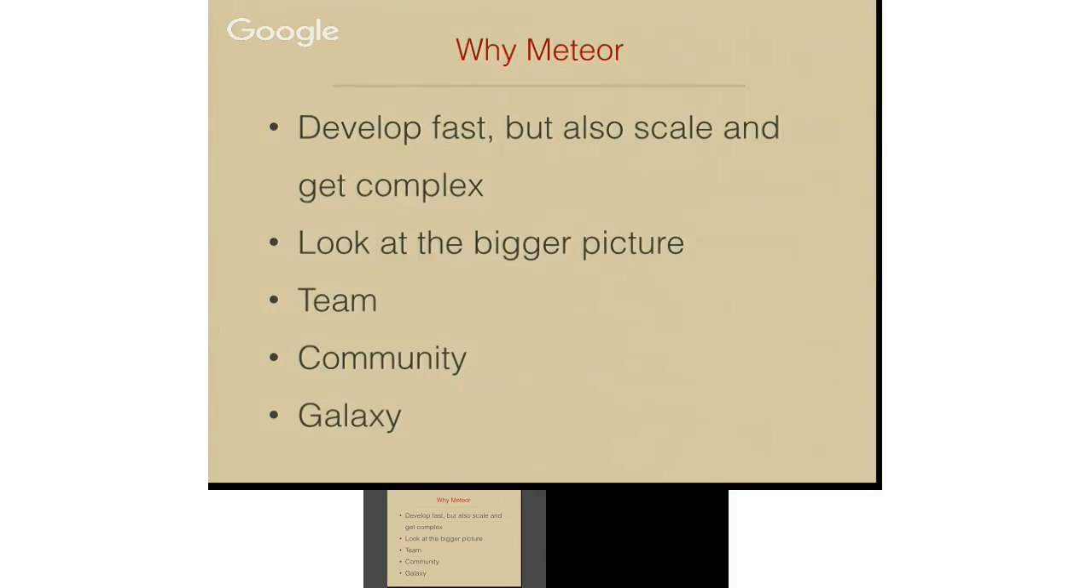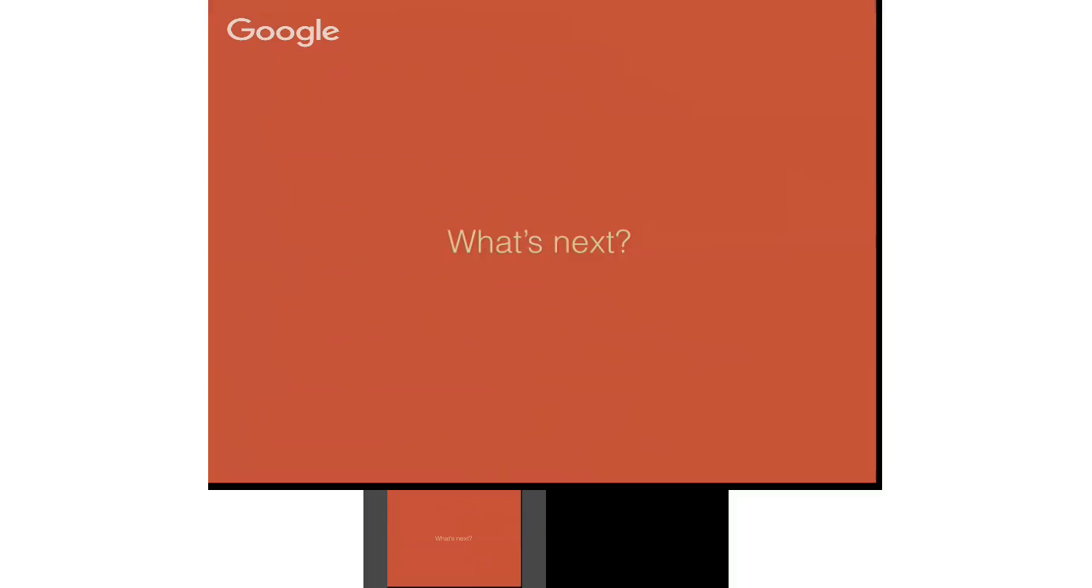And another reason is Galaxy. Galaxy is Meteor's hosting platform, which you don't have to use, but it's super simple to scale. Scaling is usually hard, and it's so much easier here to create an app really fast. With Galaxy, it's so much easier to scale. You don't need to use DevOps, and you don't need to use anything. It's a great service, but again, you don't have to use it.